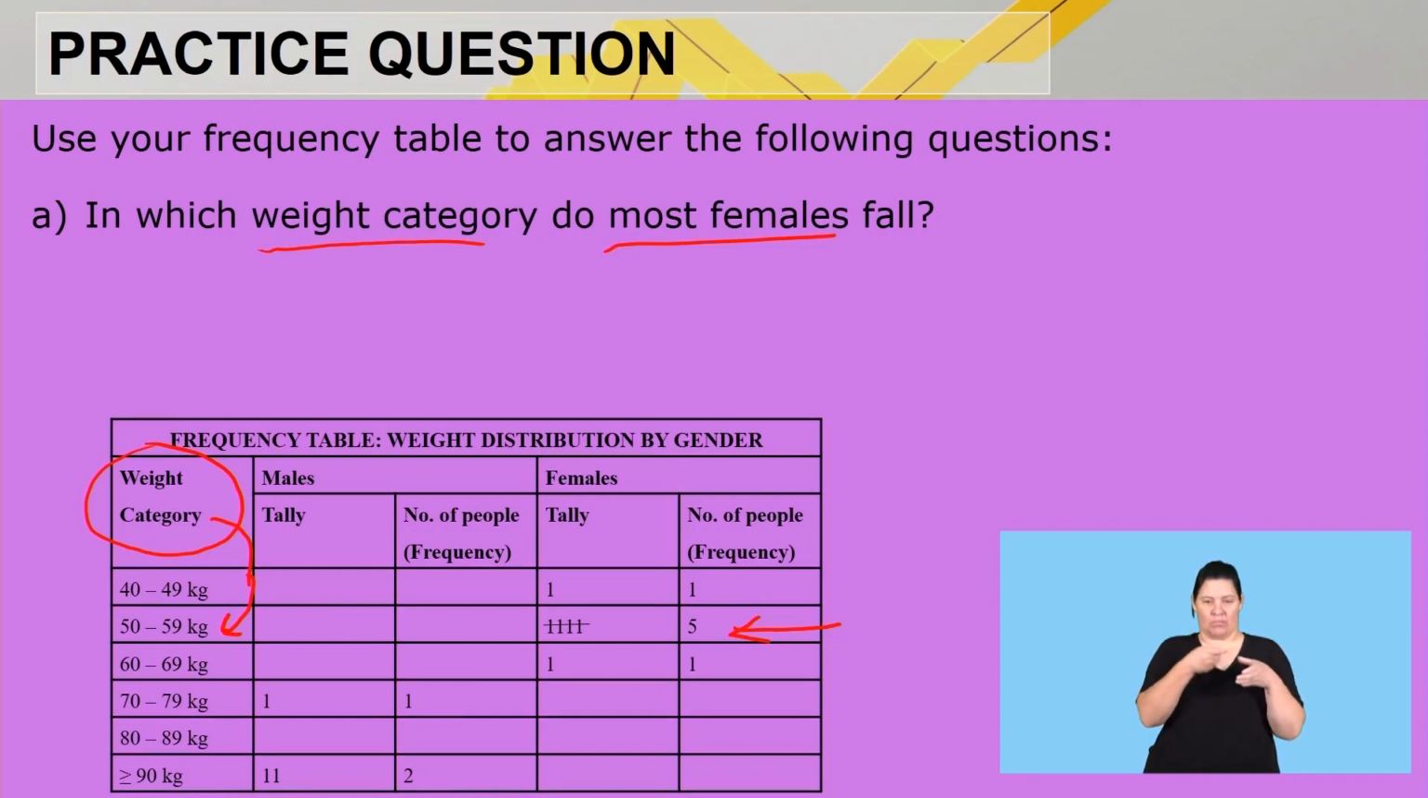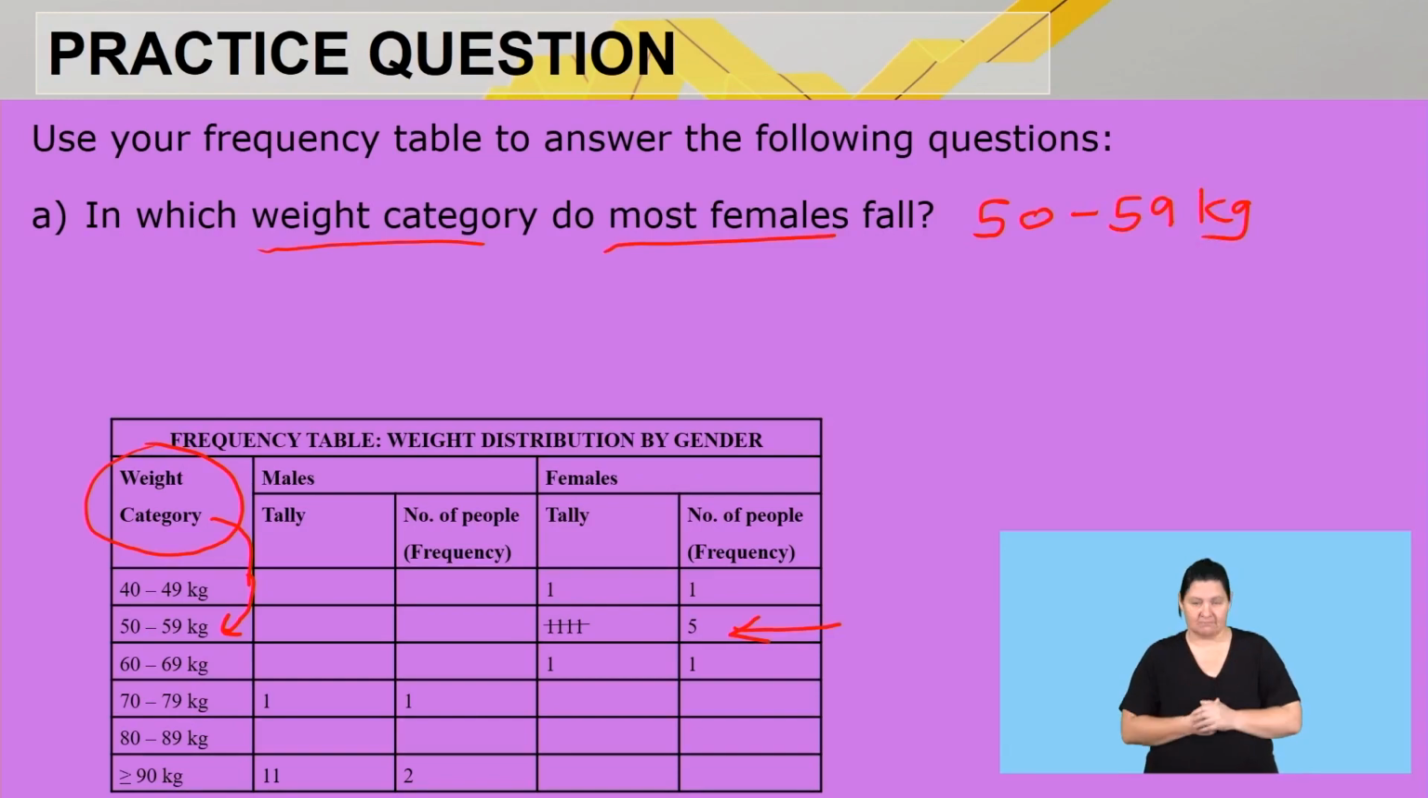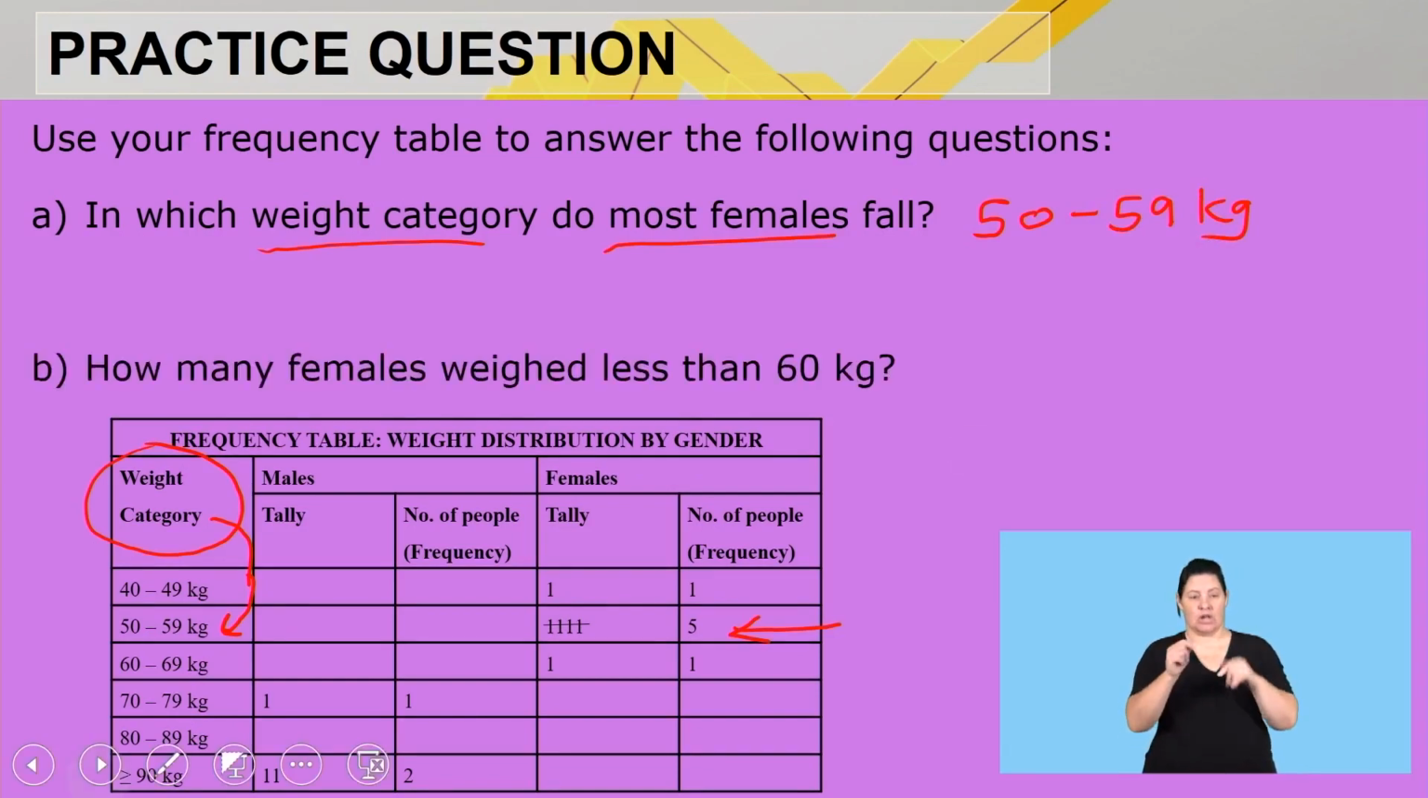So why is that the case? Because in 40 to 49, there's 1. In 50 to 59, there's 5. And then in 60 to 69, it's 1. So it's clear for us to see here that it's in the weight category, and I'm going to write it here, 50 to 59 kilograms. Okay, I hope that's making sense. Moving now to our next question.